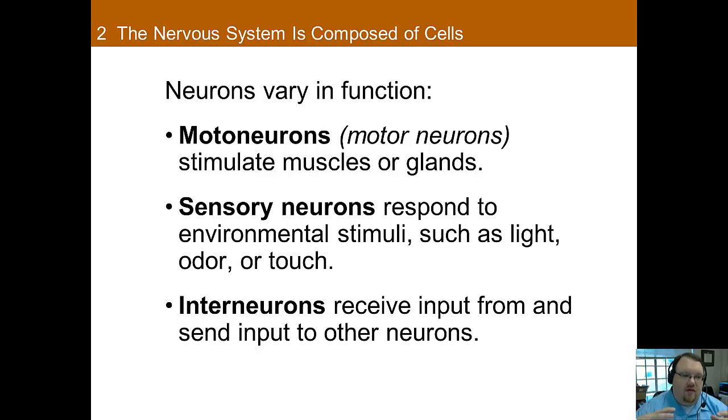So neurons can also differ in their function. Motor neurons are neurons that transmit information to muscles or glands. Sensory neurons, as you may guess from the name, go from the receptors to the brain and respond to environmental stimuli, such as odor, light, touch, things of that nature. And then there are inner neurons. Inner neurons are the vast majority of neurons. These receive input from other neurons and send input to other neurons, so they kind of connect the system. So most neurons are these inner neurons.